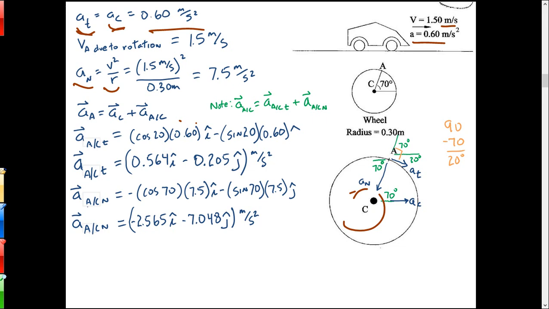We're using this wheel-rolls-without-slipping idea here, because what we're saying is the velocity of a point on the perimeter is equal to the velocity of the vehicle as a whole, and that's 1.5. So if I take v squared over r, I'll get the normal acceleration of that point on the perimeter of the wheel.